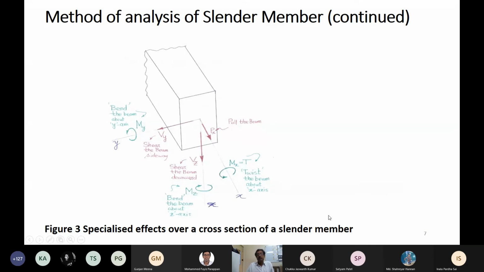Yes, please. What is the difference between shearing and bending? You will understand. Please follow the lecture. Okay, sir. Now, shear is the lateral displacement, and bending is it just bends. And then you examine Mx, it does not bend because it is along the axis. Along the axis, it just twists.